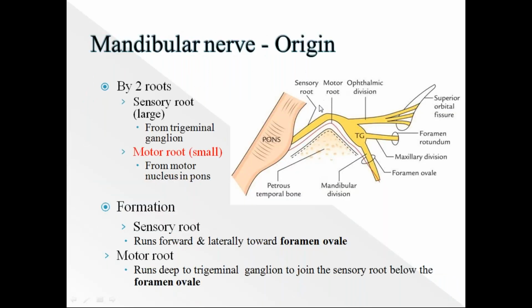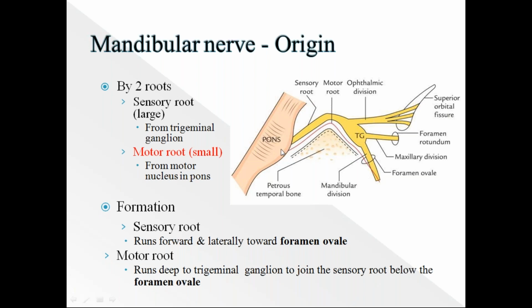If you see the origin of the mandibular nerve, the trigeminal nerve arises mainly from the pons, and the spinal nucleus is located throughout the cervical part of the spinal cord. The mandibular nerve consists of two roots, as I said, a sensory root and a motor root. The sensory root is the larger root, which arises from the trigeminal ganglion here, and the motor root from the motor nucleus in the pons.